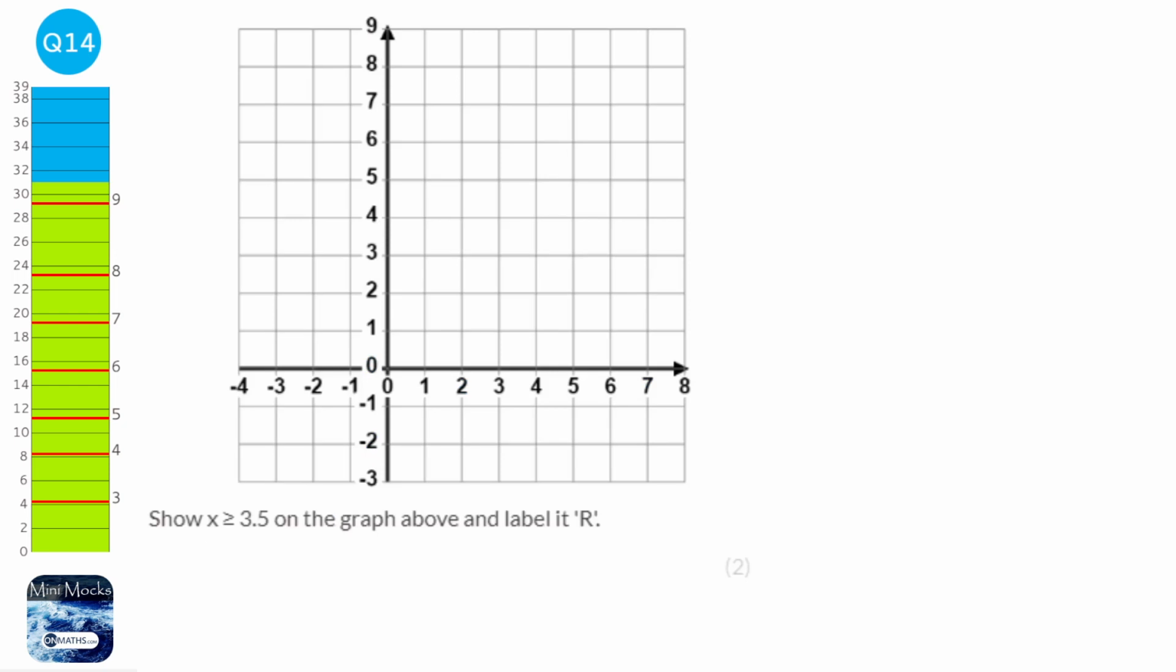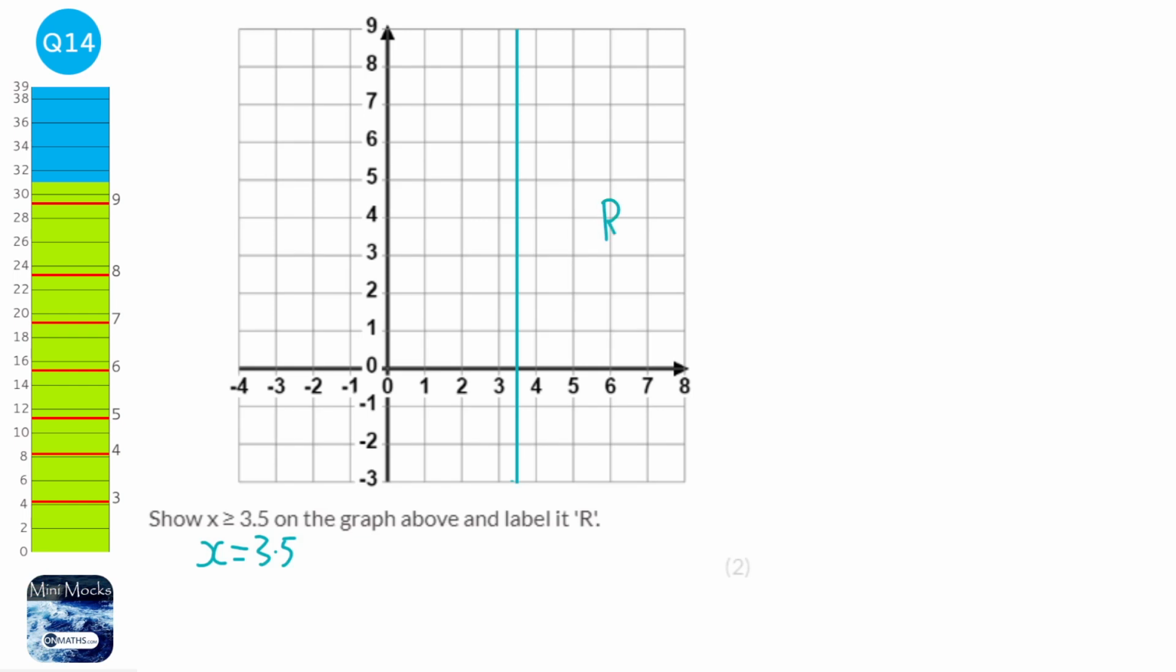We're going to start by drawing x equals 3.5 onto our graph. So x equals 3.5 will be a vertical line where x is always 3.5. And we're asked to find x is equal to or greater than 3.5. So where on this graph is greater than 3.5?